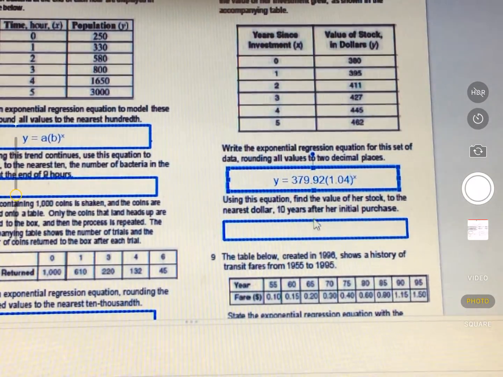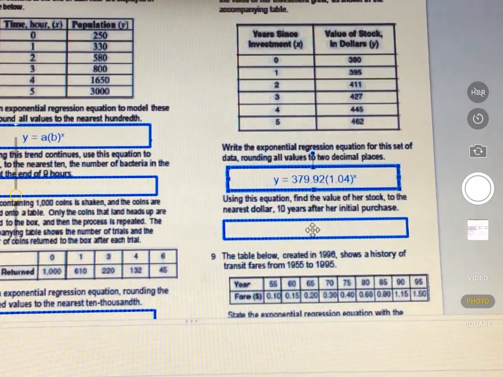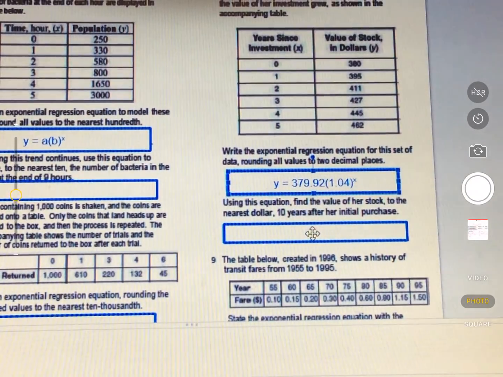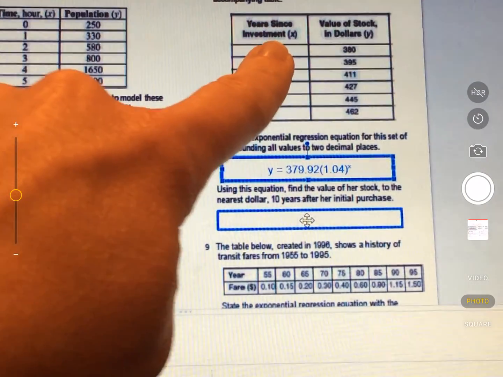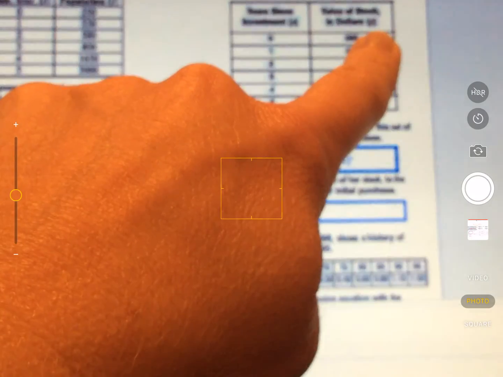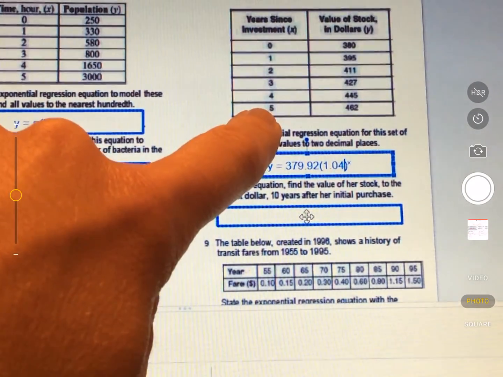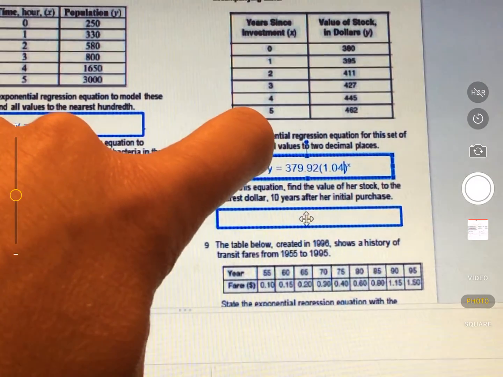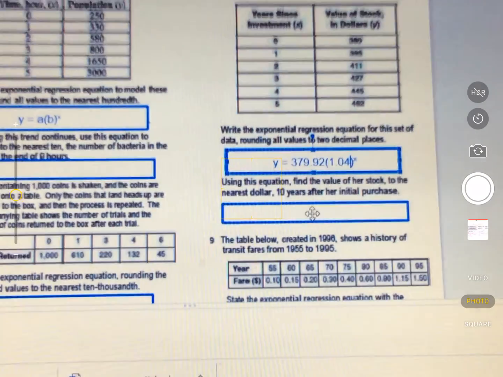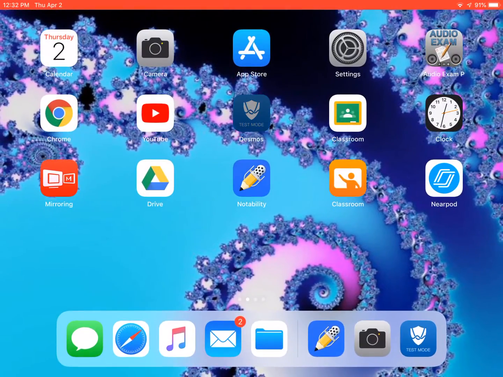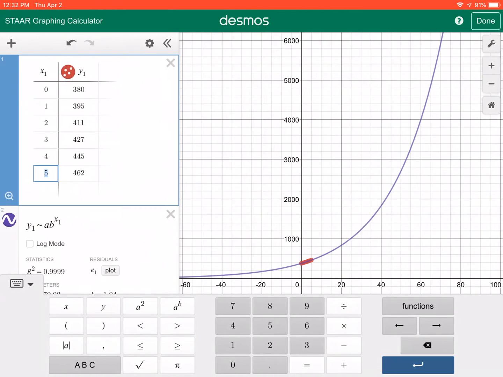Then the next question says, using this equation, find the value of her stock to the nearest dollar, 10 years after her initial purchase. So we're looking for years. Is years going to be the x column or the y column? x is going to be right here, years. So if I wanted to put 10 in this column, we want to know what the answer would be next to that. So if we go back to Desmos, we can't actually type a 10 in here and have it give us an answer.